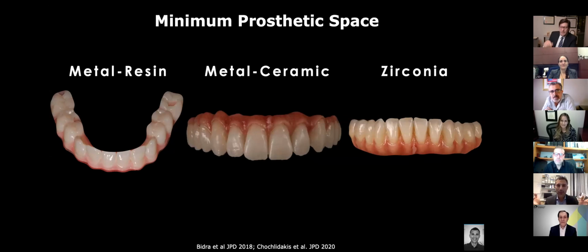instead of giving out numbers, because we could argue for hours what is the minimum number for a zirconia or a metal ceramic, cemented or screw retained. Now, Panos, that's a very interesting comment. And I want to ask, as you can see, we have a panel of surgeons and prosthodontists.